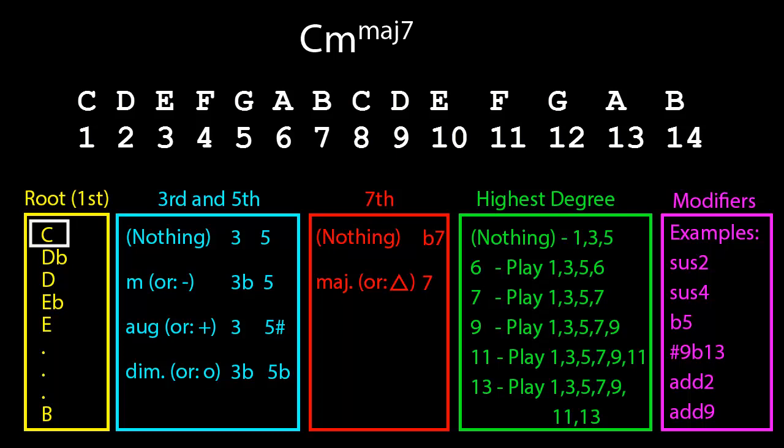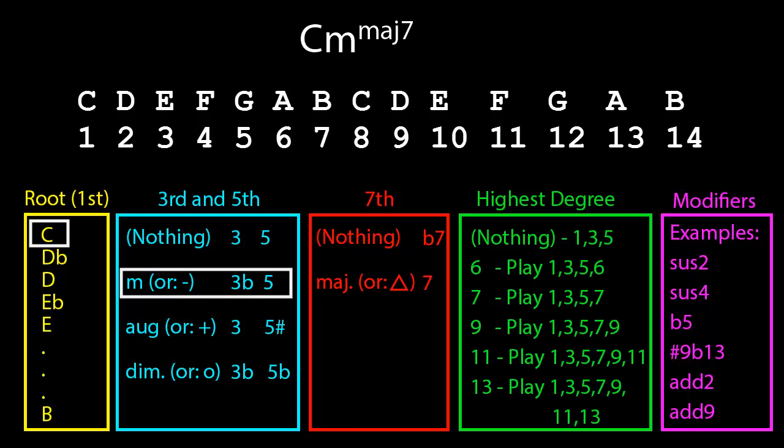The small m, which we have in our case, says play the 3rd and 5th but lower the 3rd. So in our case, the 3rd and 5th are E and G, and the lowered 3rd is E flat. So we know we're going to play E flat and G. The third part of the chart tells us what to do with the 7th degree. So if nothing appears, then the 7th degree, if we're going to play it, will be lowered by 1 semitone, flattened in other words.